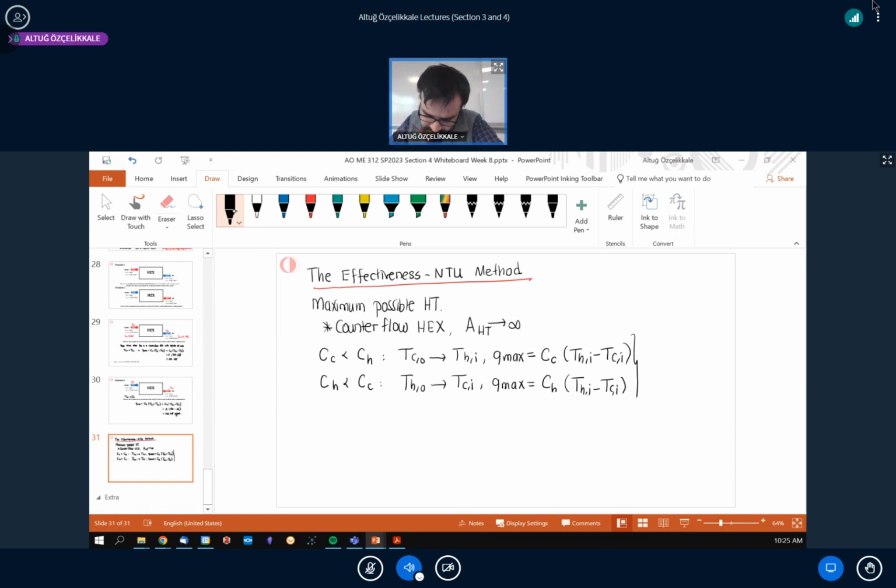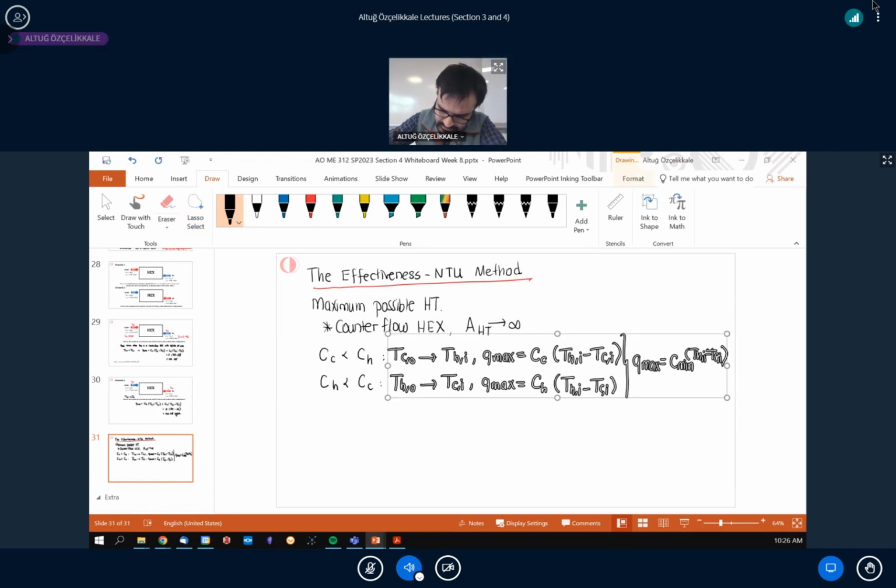But overall, under these conditions, the maximum heat transfer is going to be given by the minimum among the hot and cold fluid heat capacity rates multiplied by the difference of the inlet temperatures, right? I would like to write this a little bit more properly. That's an important equation. Leave some room there.